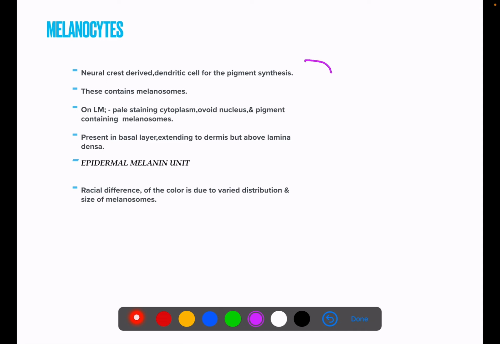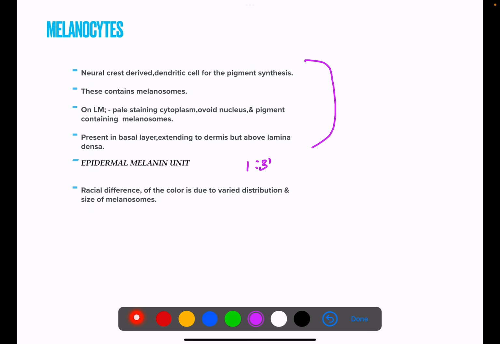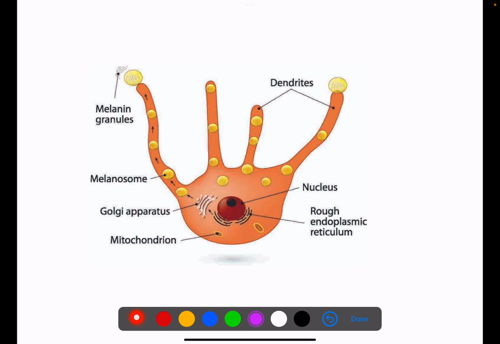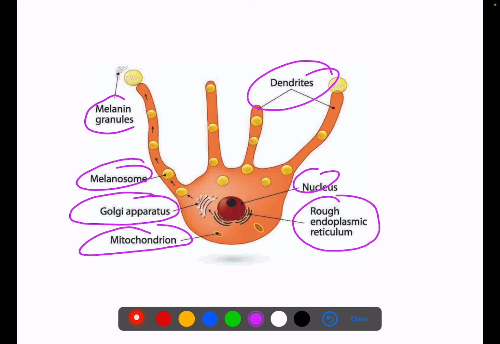There is nothing much to understand here. Epidermal melanin unit is there. I'll talk about it again. What epidermal melanin unit is saying is 1:36. For every 36 keratinocytes, there is one melanocyte. Racial difference of color is due to the varied distribution and size of melanosomes. What is a melanocyte? Just dendrites. This is the nucleus, rough endoplasmic reticulum, mitochondria, Golgi apparatus, melanosomes, melanin granules.